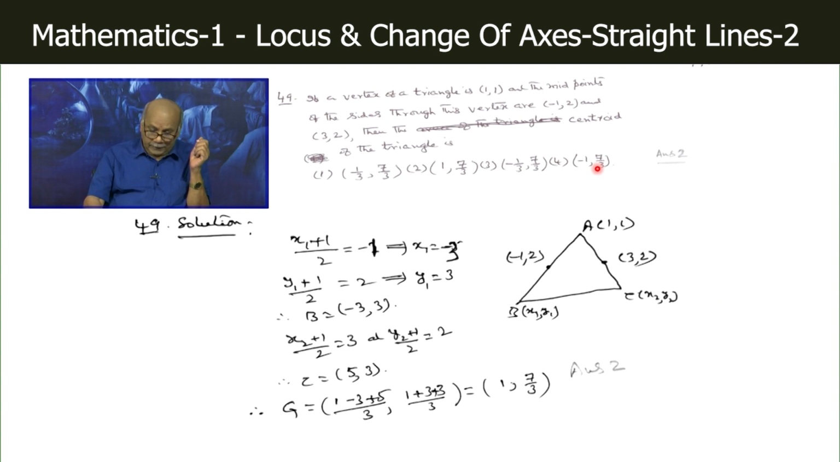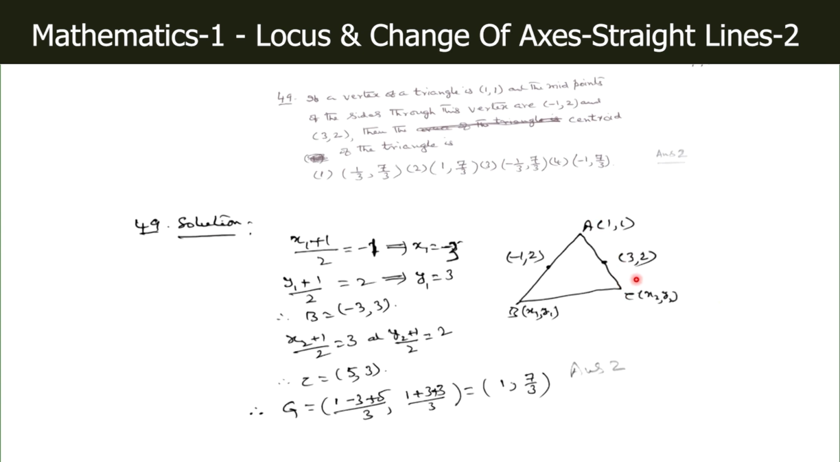Since (minus 1, 2) is the midpoint of B(x1, y1) and A(1, 1), you will have (x1 plus 1) by 2 is equal to minus 1, which is x1 is equal to minus 3, and (y1 plus 1) by 2 is equal to 2, so y1 is equal to 3. So therefore B is equal to (minus 3, 3). Similarly for C, if C is (x2, y2), (x2 plus 1) by 2 is equal to 3, (y2 plus 1) by 2 is equal to 2. So if you apply that, C is equal to (5, 3).